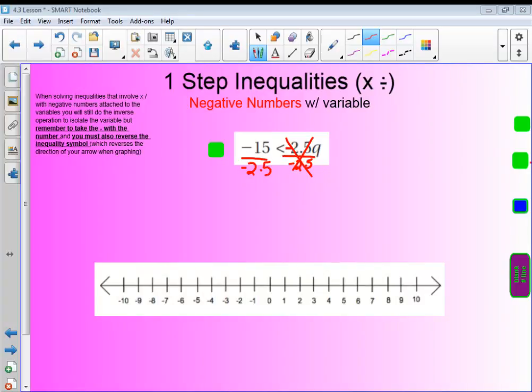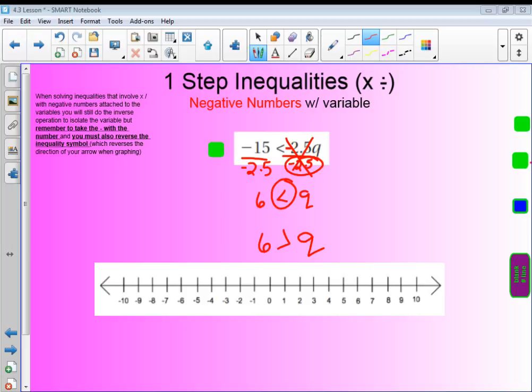So now if I take negative 15 divided by negative 2.5, it's going to give me 6, and it's going to be positive because there's two negatives. So now I have 6 is less than q. Well, what we have to remember is because we had a negative with that, we're going to have to flip this symbol around. It's kind of like when I take that negative, it says do the opposite of the inequality also. So really, I'm going to end up graphing 6 is greater than q.